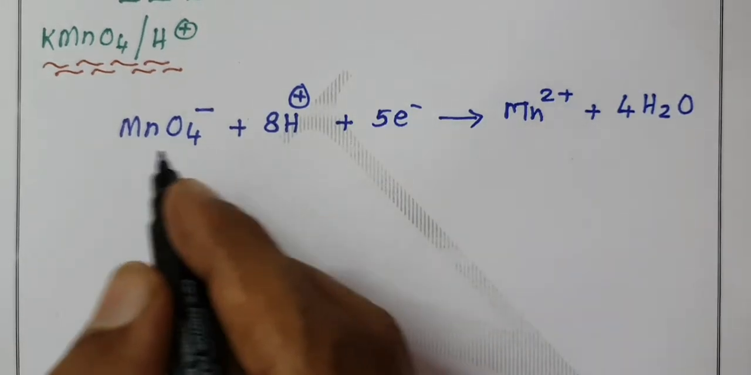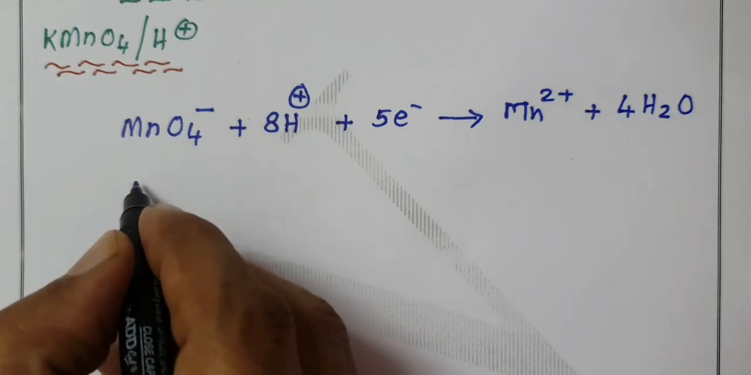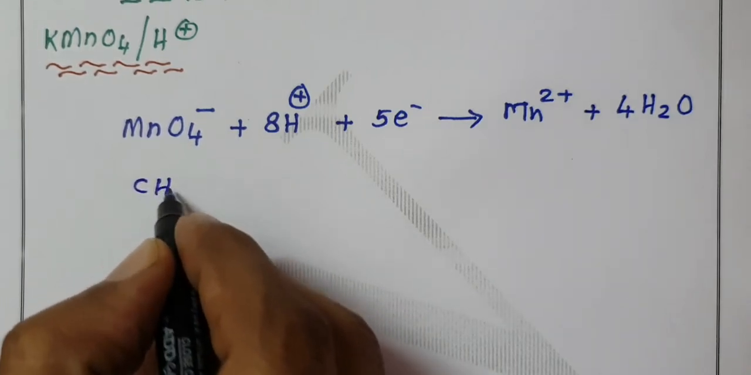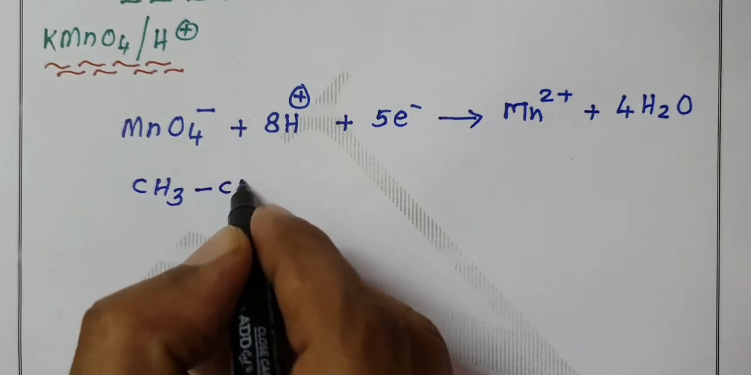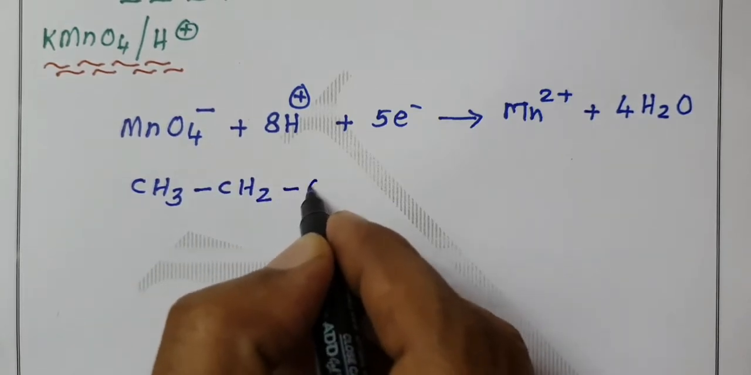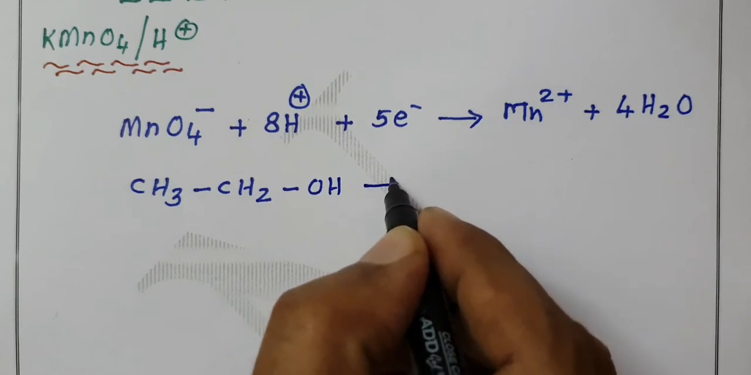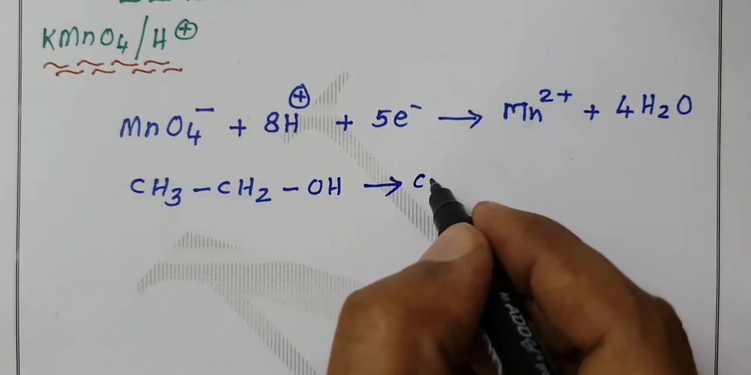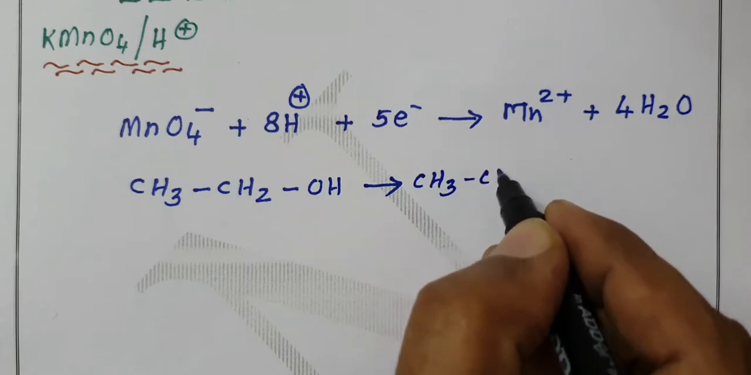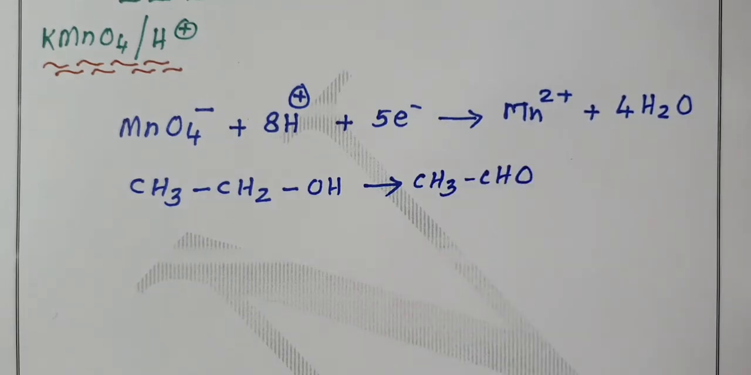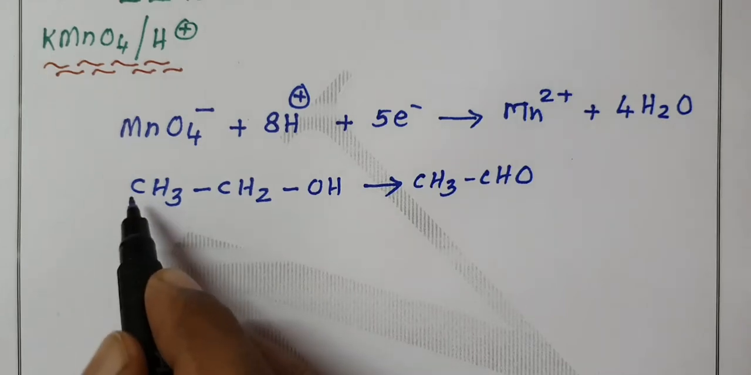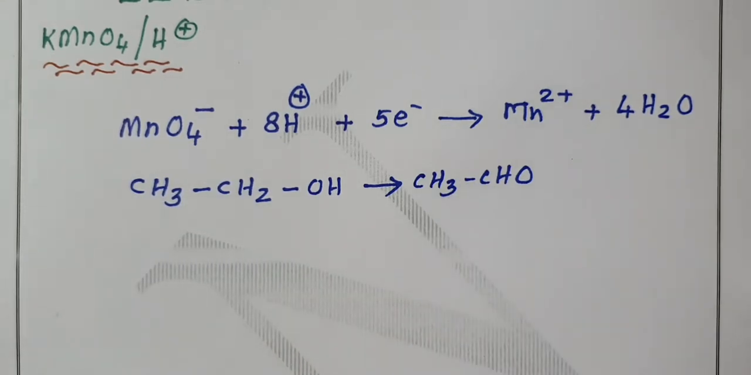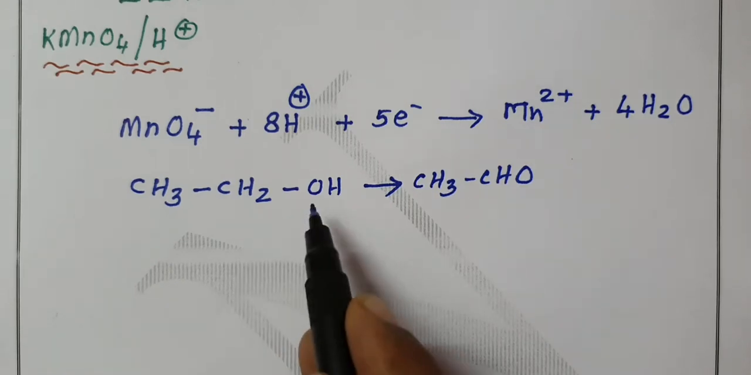We know acidified potassium permanganate oxidizes ethyl alcohol, CH3CH2OH, into acetaldehyde, CH3CHO. Now we have to balance the second equation. Balance the element first: 2 carbon. The element is balanced. Then second, balance the oxygen atom: 1 oxygen.